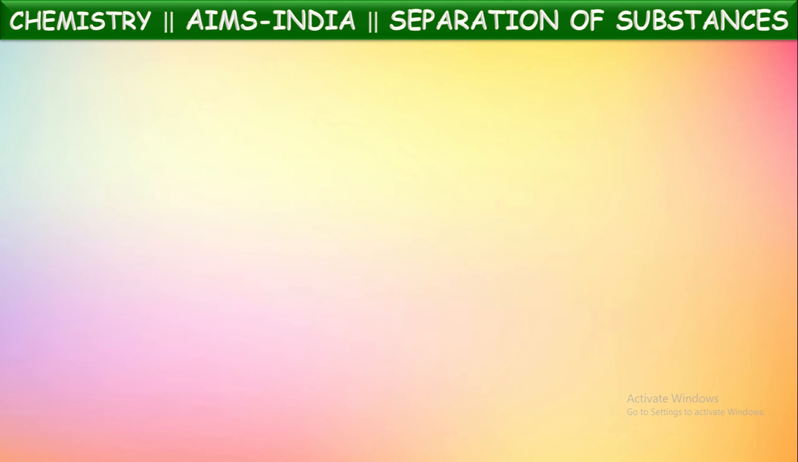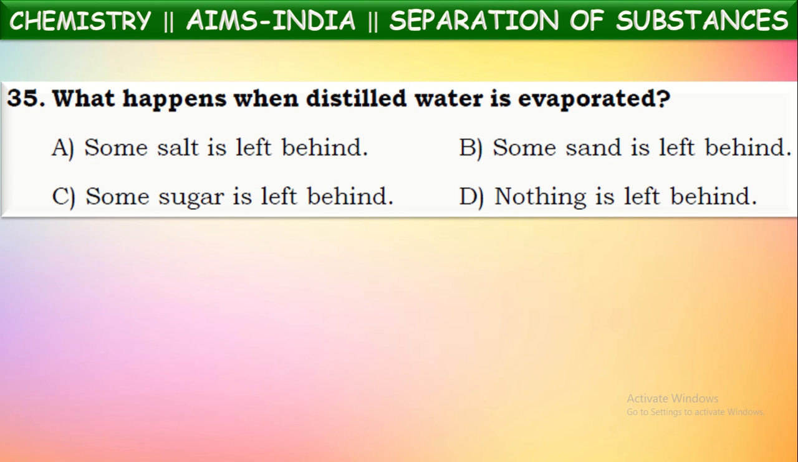Okay, next. What happens when distilled water is evaporated? So if you take certain distilled water in a dish or china dish or any open plate, and heat it, what happens then? Water starts evaporating. Then what will remain on the dish, china dish or any plate when distilled water is evaporated? Some salt will be left behind, some sand will be left behind, some sugar, or nothing is left behind.